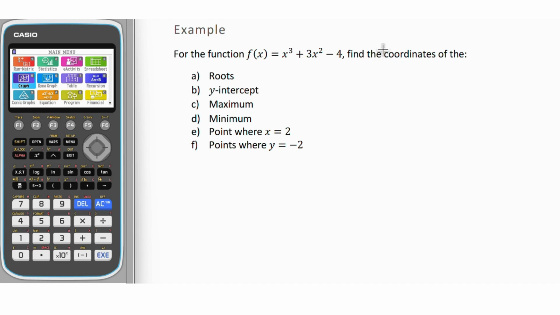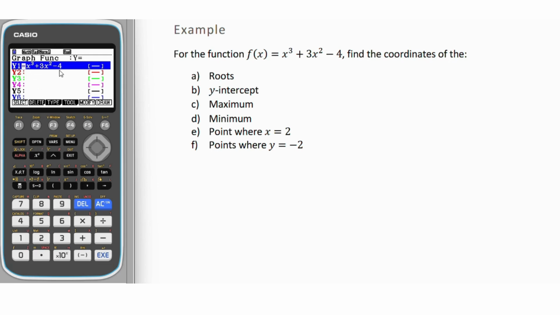For this particular function, we're looking for the coordinates of these points. And here we're going to see how we can find all these things using the Casio CG50. So first of all, we're going to go to our graph application, which is number 5.